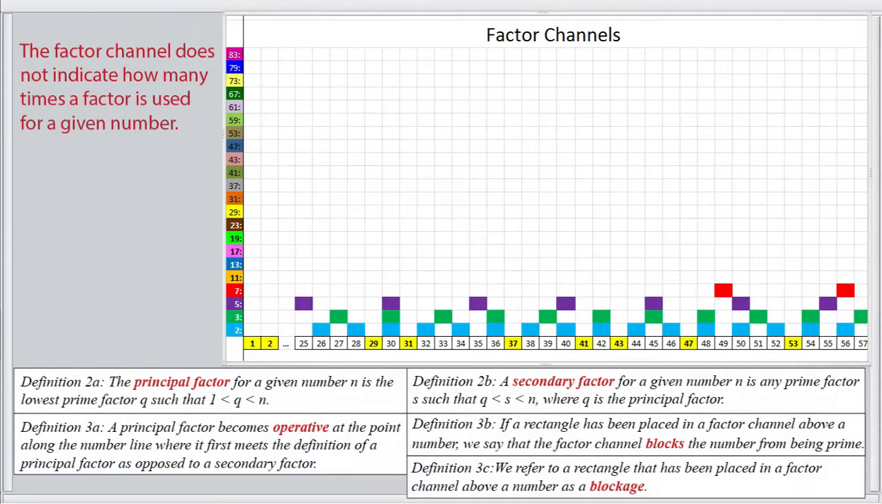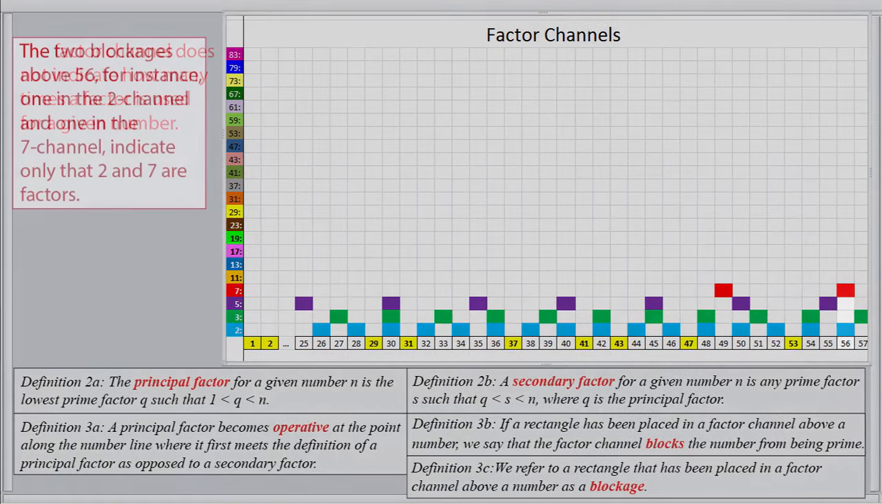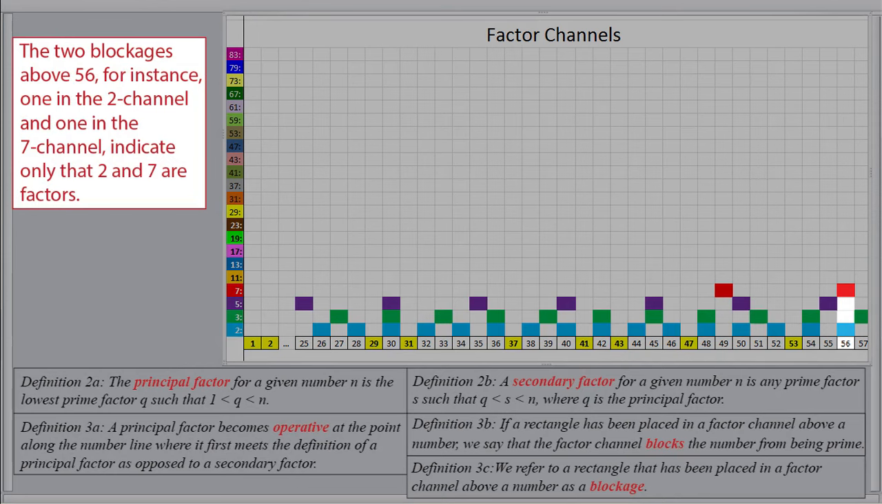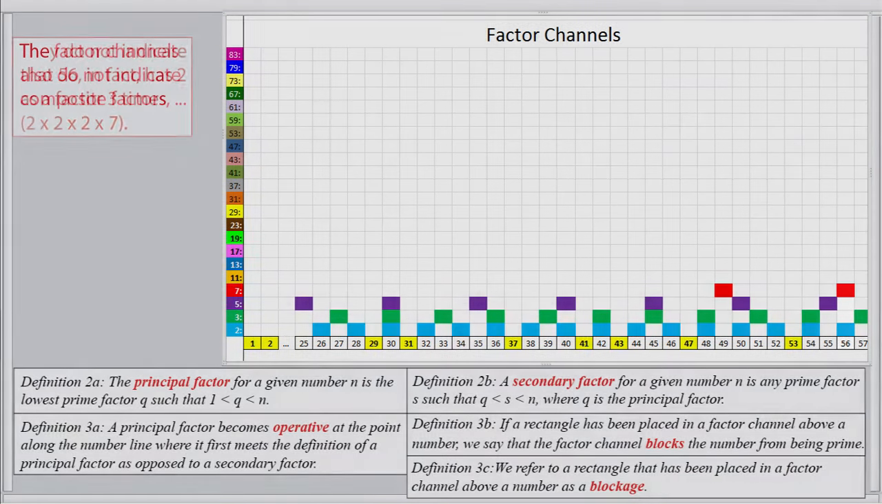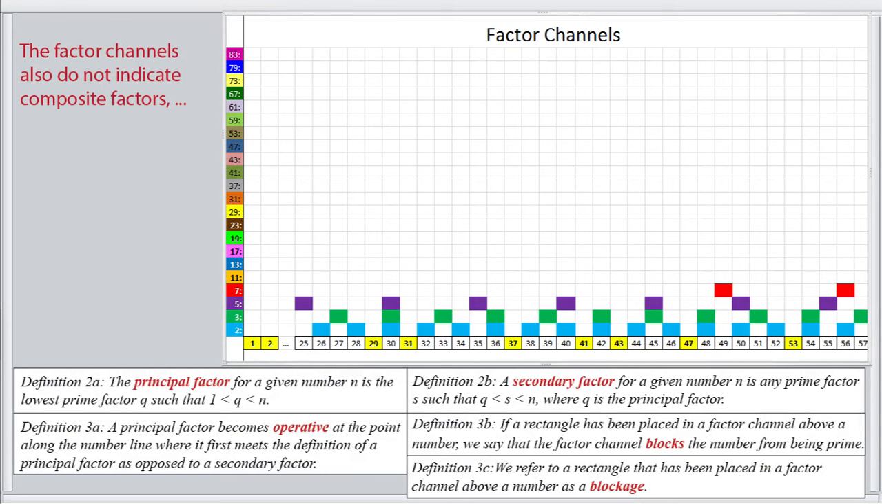The factor channel does not indicate how many times a factor is used for a given number. The 2 blockages above 56, for instance, one in the 2 channel and one in the 7 channel, indicate only that 2 and 7 are factors. They do not indicate that 56 in fact has 2 as a factor 3 times: 2 times 2 times 2 times 7. The factor channels also do not indicate composite factors, since composites can never act as principal factors.